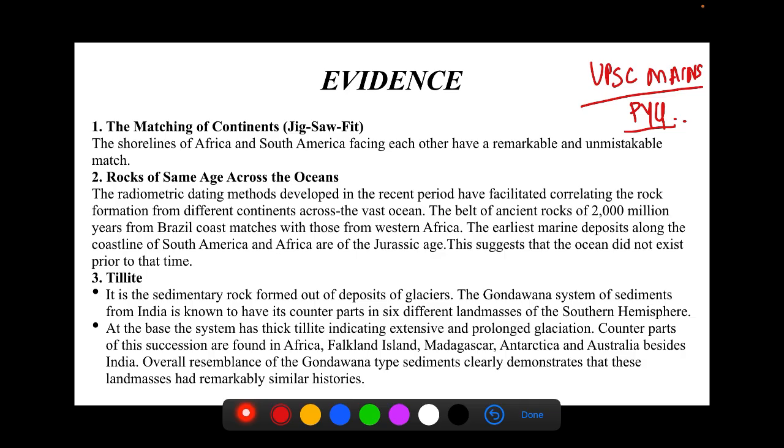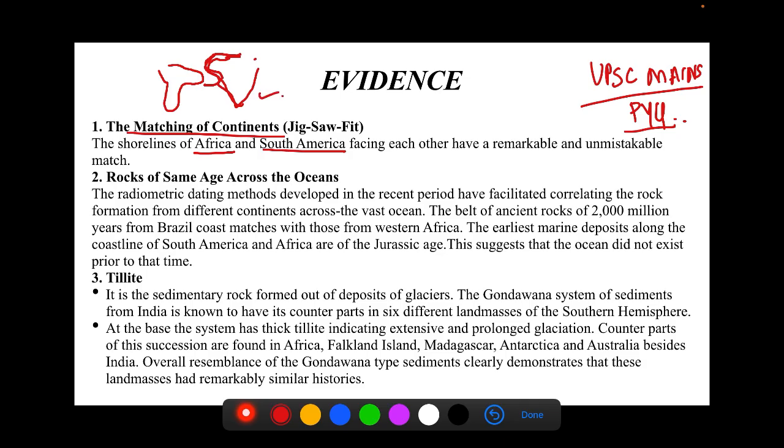Alright, so first, what evidence did he give? Evidence is the matching of continents. The shorelines of Africa and South America, facing each other, have a remarkable and unmistakable match. You can also draw a rough figure in your exam, that this is somewhat the shoreline of Africa, and this is how South America is, right? So these two form a perfect match.